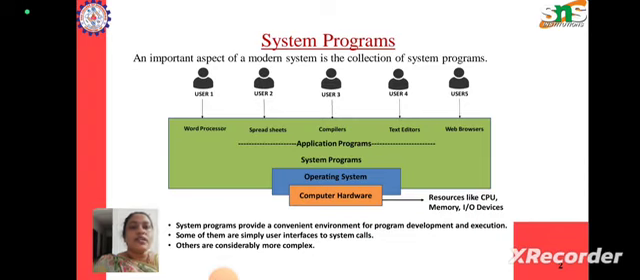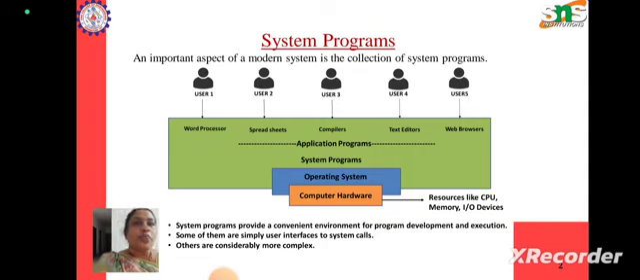In order to understand what the system programs are and where the system program resides in a computer system hierarchy, let us look at the diagram of the computer system hierarchy that we discussed previously. So as we see, this is the diagram of a computer system hierarchy that we have discussed previously. In the lowest level we have our computer hardware, which comprises resources like CPU, memory and input-output devices.